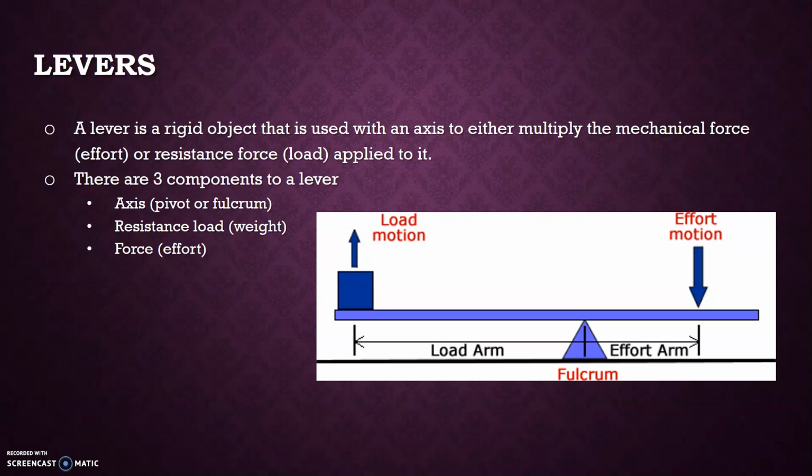Now, levers are going to deal with this torque because they spin, they twist. A lever is just a rigid object that is used with an axis to either multiply mechanical force, the effort, or resistance force, the load. There are three components to a lever. There is the axis, or the pivot, or fulcrum, that's usually symbolized by the triangle. The resistance arm, which is where our load is located. And then the effort, where you are pushing, causing the effort to do something.